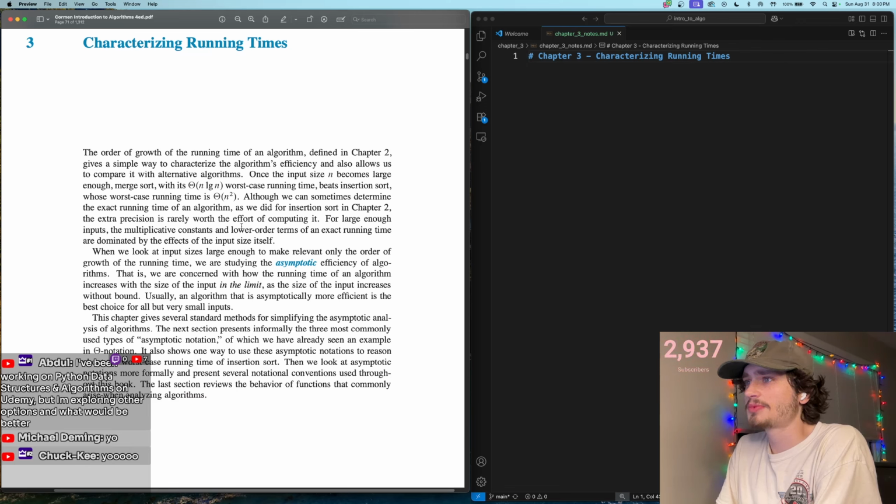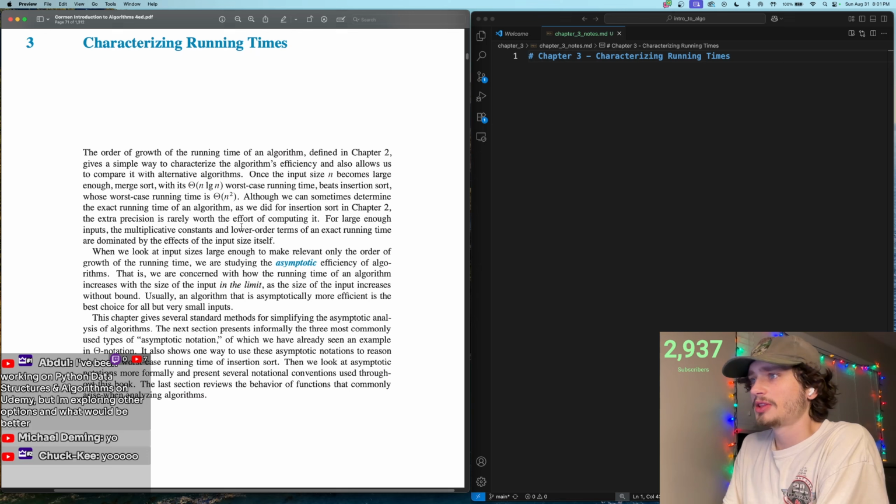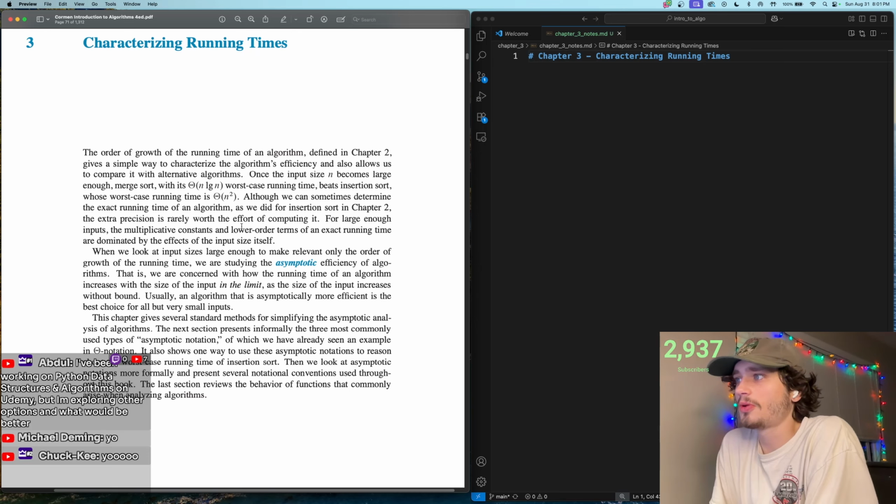Although we can sometimes determine the exact running time of an algorithm, as we did for insertion sort in chapter 2, the extra precision is rarely worth the effort of computing it. For large enough inputs, the multiplicative constants and lower order terms of an exact running time are dominated by the effects of the input size itself.